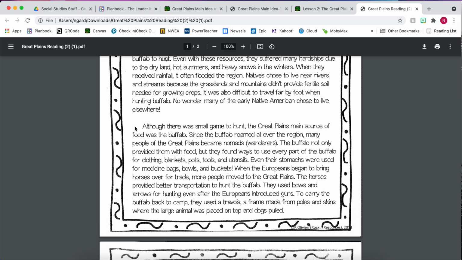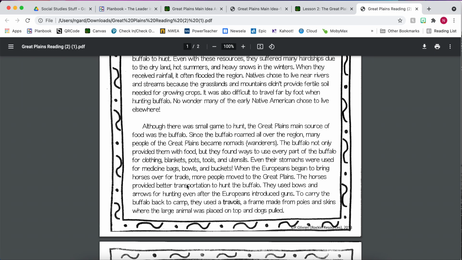So again, I'm going to look at the beginning because that's normally where it is, even though it wasn't necessarily the very beginning in the last one, but that's where I'm still going to be really listening for what the paragraph is mostly about. Although there was small game to hunt, the Great Plains' main source of food was the buffalo. Since the buffalo roamed all over the region, many people of the Great Plains became nomads. The buffalo not only provided them with food, but they found ways to use every part for clothing, all those things. The stomachs were used.